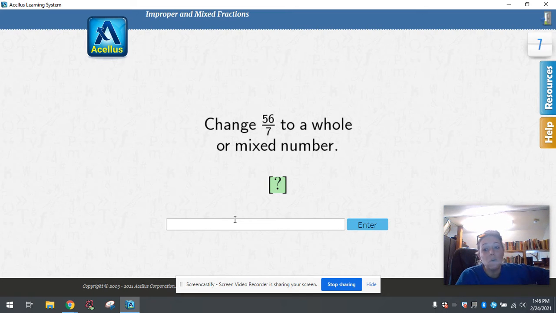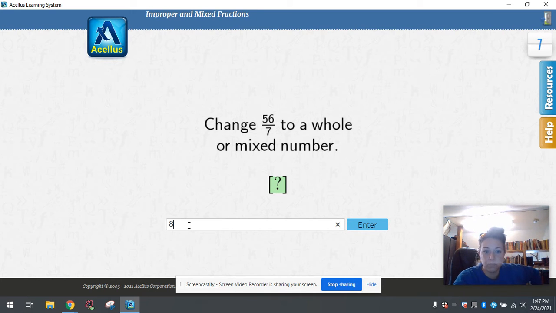56 divided by 7 is 8. So that's our whole number. I'm not going to draw this one out because it would take me a long time. What I mean by draw out is like when the guy was drawing all the little pizzas. I'm not drawing 7 pizzas right now.